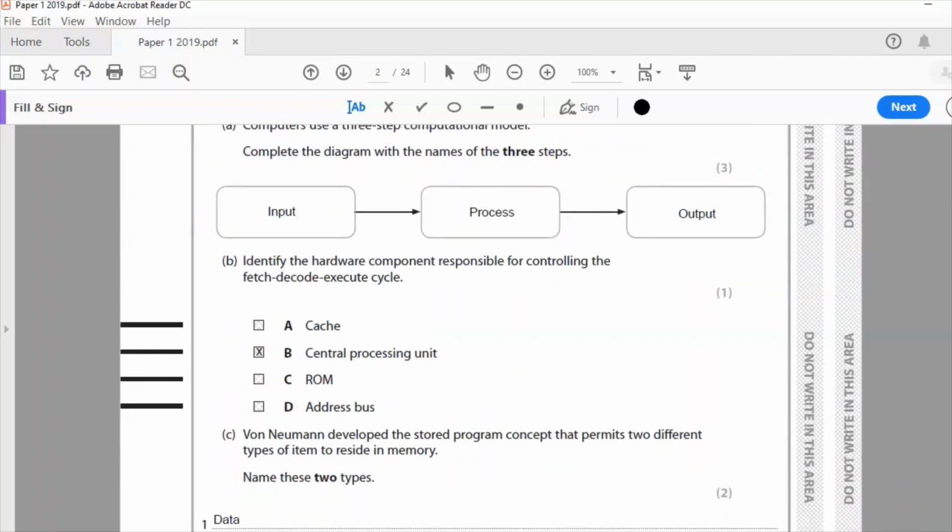Question B, identify the hardware component responsible for controlling the fetch, decode, execute cycle. The FDE cycle is the cycle that the central processing unit does, measured in hertz, the number of cycles per second. And so what is responsible for controlling that is obviously the central processing unit, or CPU.